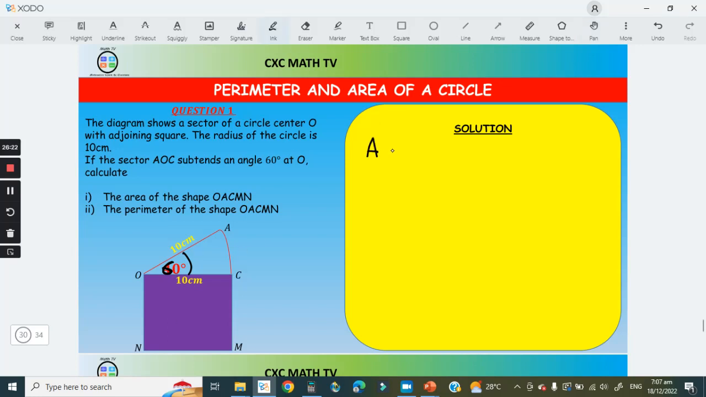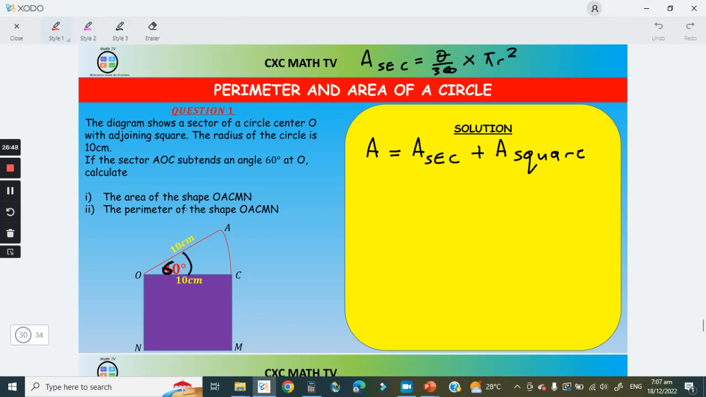So the area of that shape is just the area of the sector plus the area of the square. We can all agree to that. But how do we find the area of a sector again? I just told us we have to know it. Area of a sector, the formula is theta over 360 times pi r squared. So it's going to be 60 degrees over 360 times pi times the radius, which is 10, squared. That's the area of the sector, plus the area of the square, which is length squared.